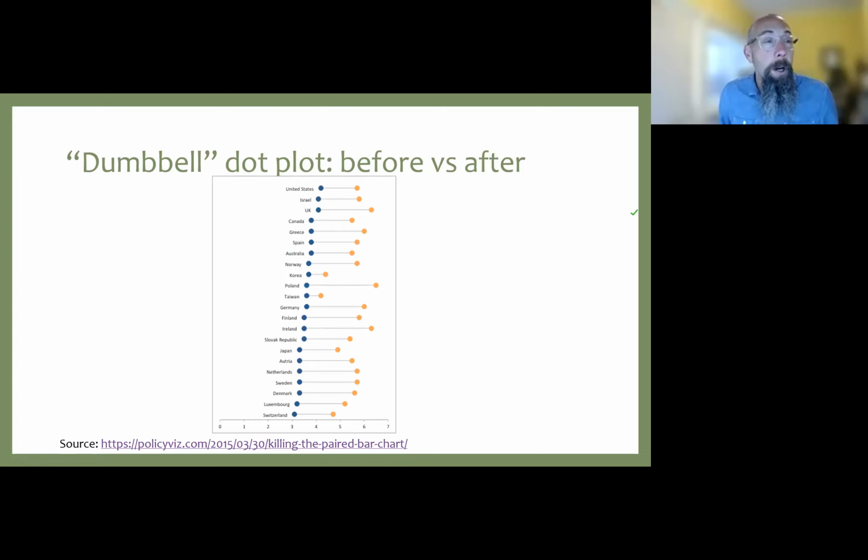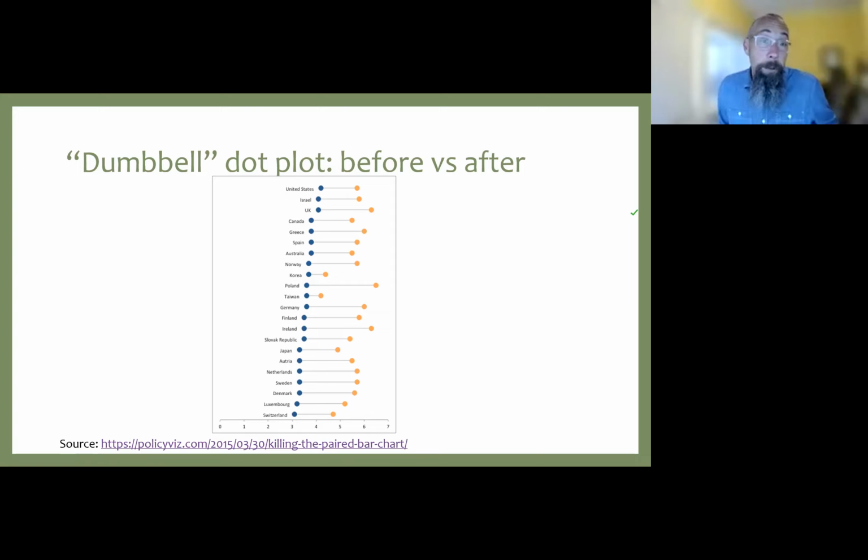But then they used something called a dumbbell dot plot. So a before versus after. So you can see why it's called a dumbbell, right? For every country, we've got a before and an after, and it's connected by a line segment. And so it looks a little bit like a weight, like a dumbbell. But what this does is it lets us see easily, they've sorted it from highest to lowest at baseline. So the countries are ordered by who had the highest income inequality at the beginning to the lowest. And then for each one, you can see how far they changed before versus after. You can see it both by the position of the orange dots and the length of the segment that connects them.